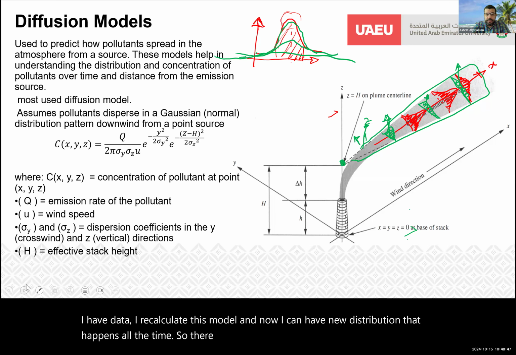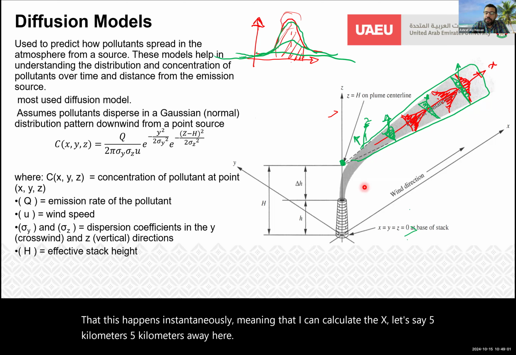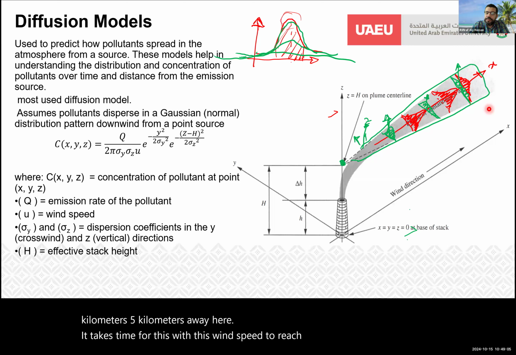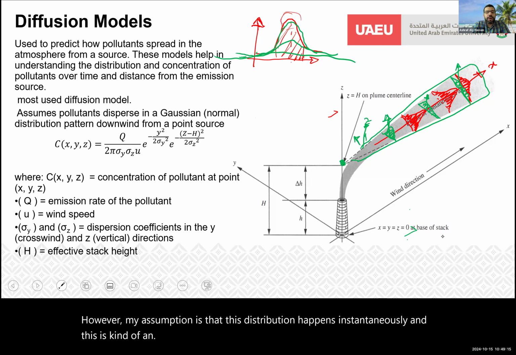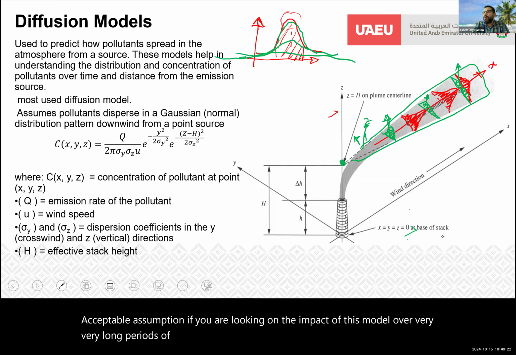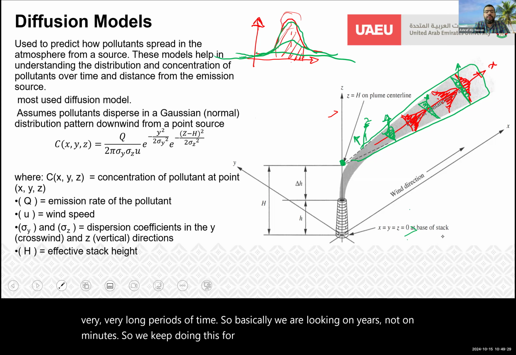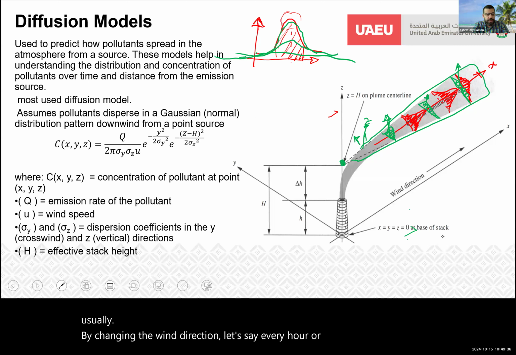There is another assumption, that this happens instantaneously. Let's say I calculate at X, 5 kilometers away. It takes time, with this wind speed, for the pollutant to reach there. However, my assumption is that this distribution happens instantaneously, and this is an acceptable assumption if you are looking at the impact of this model over very, very long periods of time. So basically, we are looking at years, not minutes. We keep running the model for a period of usually 5 years, changing the wind direction, let's say every hour or every 10 minutes or every 5 minutes.